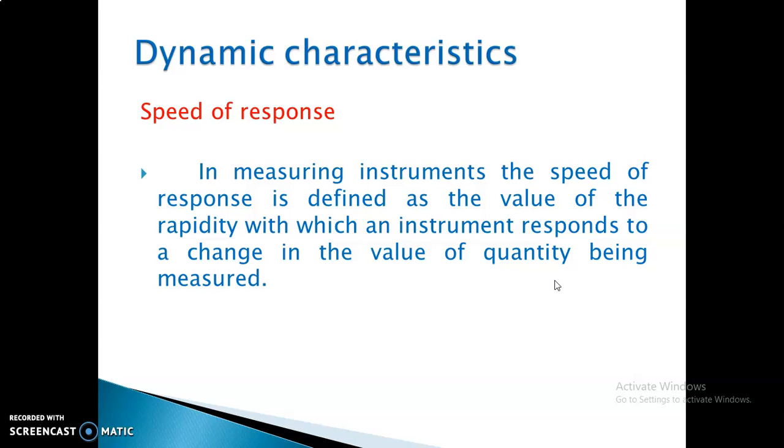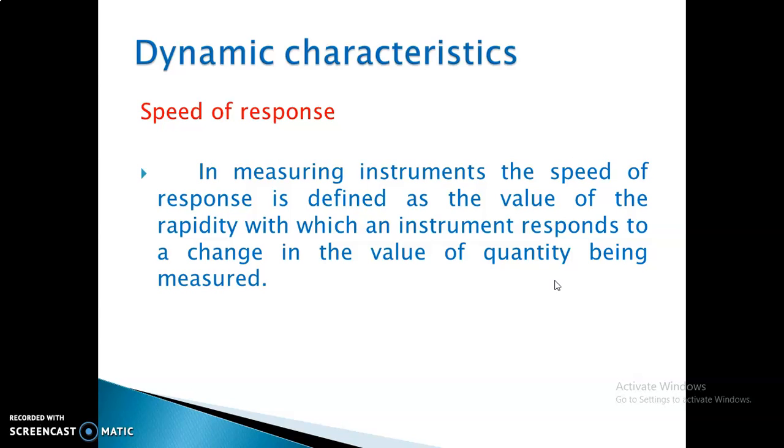So you all know what dynamic characteristics means. Dynamic characteristics are nothing but the instrument varying with the time factor. Then it is called a dynamic characteristic. So the first dynamic characteristic is what? Speed of response. What is speed of response?